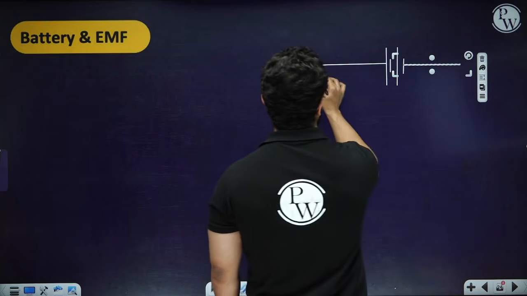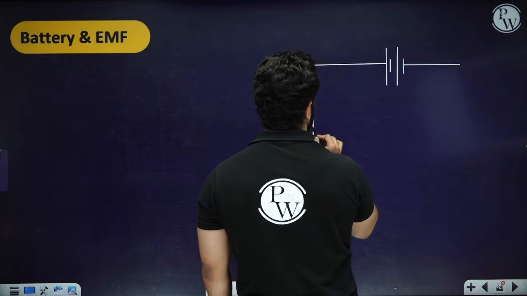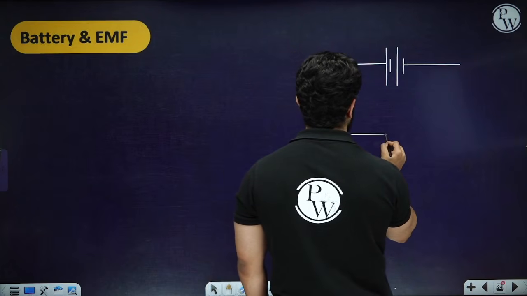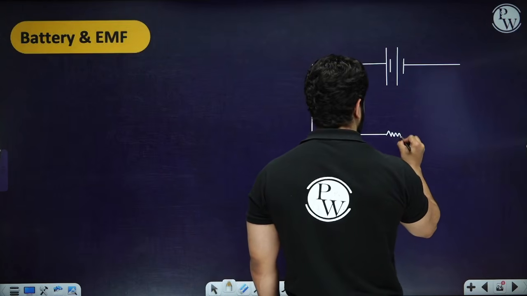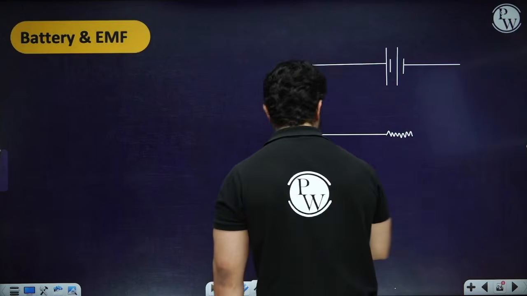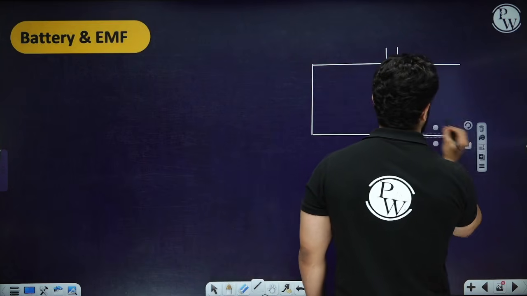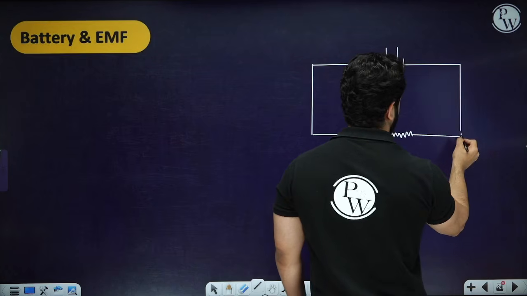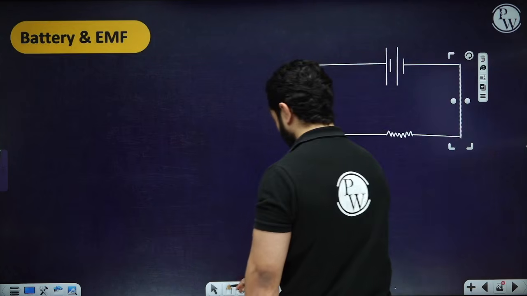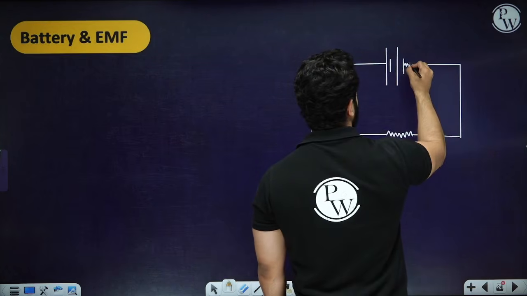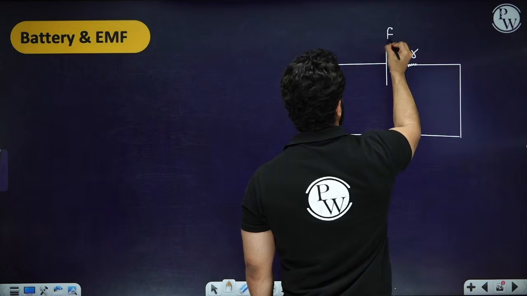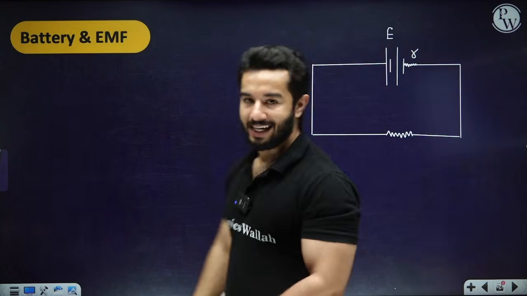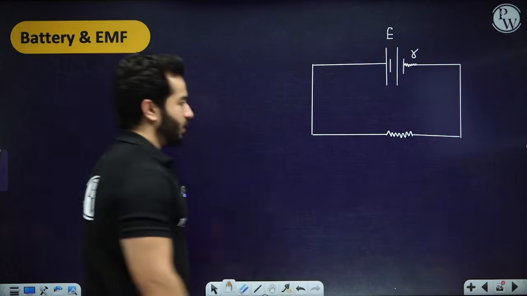And it is connected with some load resistance. This thing is actually known as load resistance, the main electrical appliance for which we are using our battery. And also over here we have got some internal resistance. So let's say the EMF of the battery is E. That's what we are going to define right now also. And this is the load resistance.